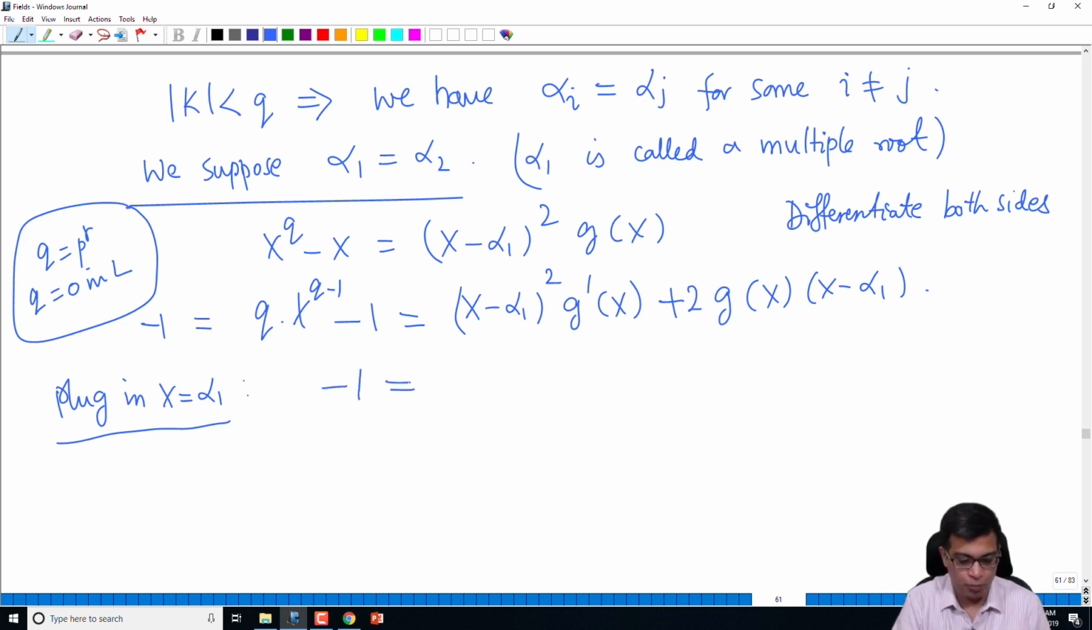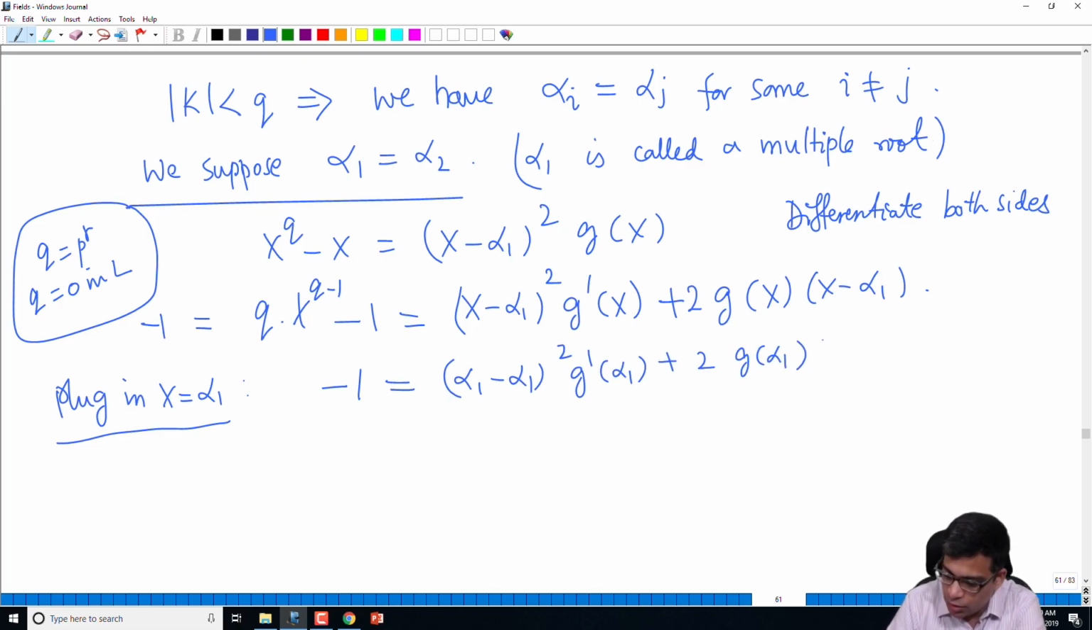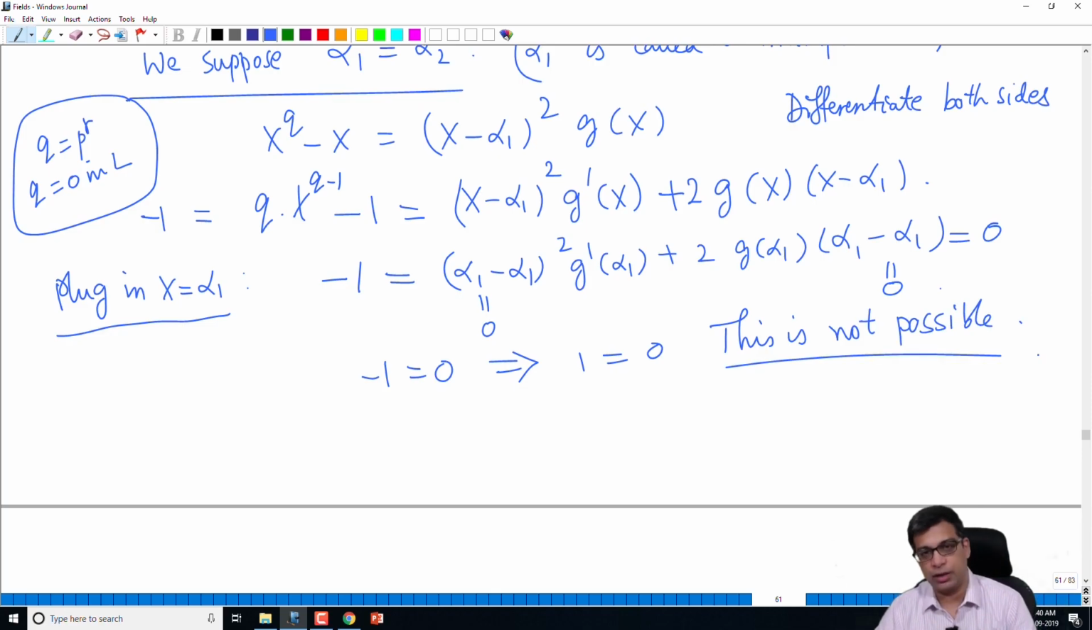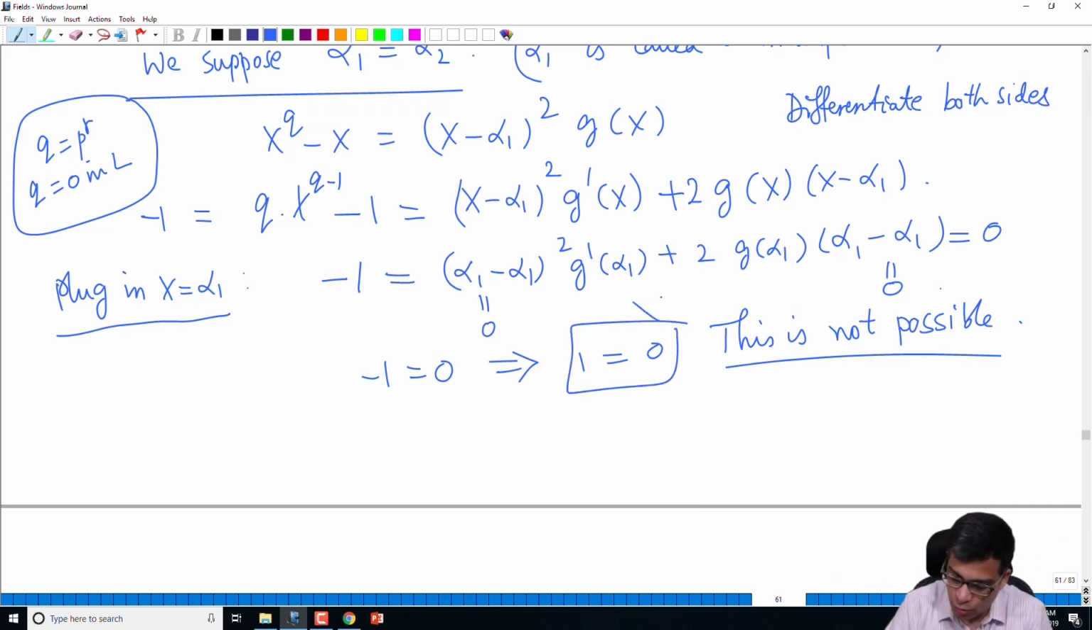So if you plug in x equal to alpha 1, on the left hand side nothing changes because it's a constant. On the right hand side, you get alpha 1 minus alpha 1 whole squared times g prime of alpha 1 plus 2 times g of alpha 1 times alpha 1 minus alpha 1. But this is 0 because this is 0 and this is 0. But that means minus 1 equal to 0. That means 1 equal to 0 because I can take the negative of both sides. This is not possible, because in any field you have at least 2 elements and 0 and 1 are going to be different. So this is not possible.